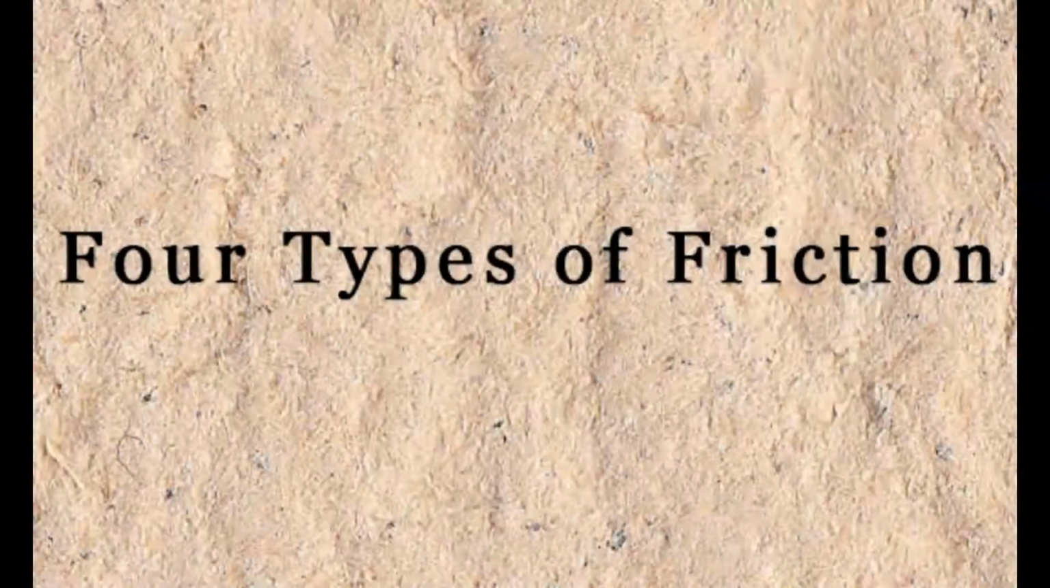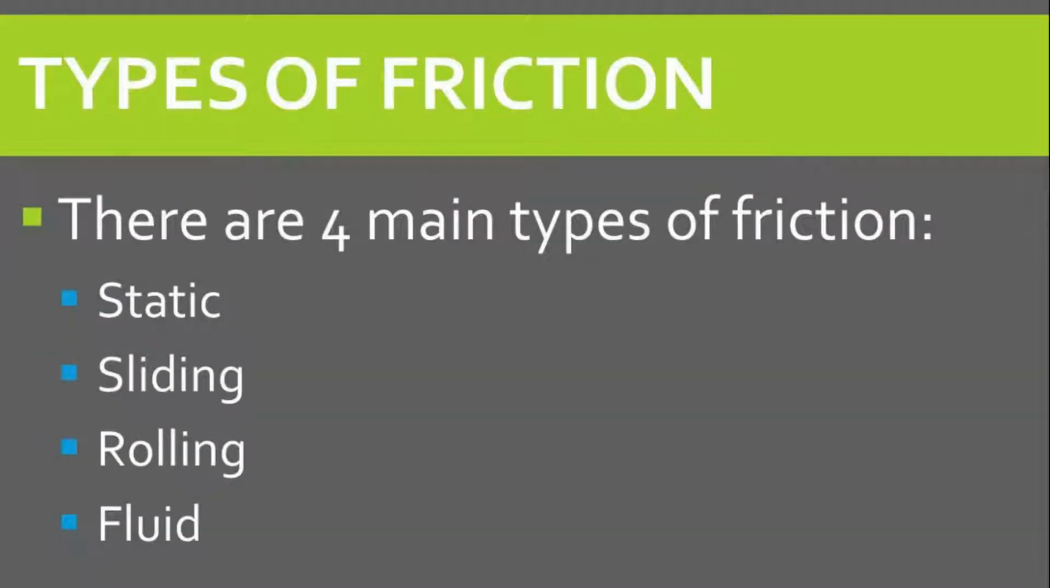There are four types of friction: static, sliding, rolling, and fluid friction. Static, sliding, and rolling friction occurs between solid surfaces. Fluid friction occurs in liquids and gases.